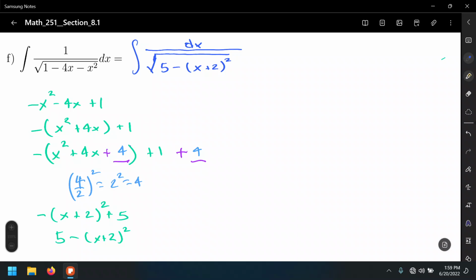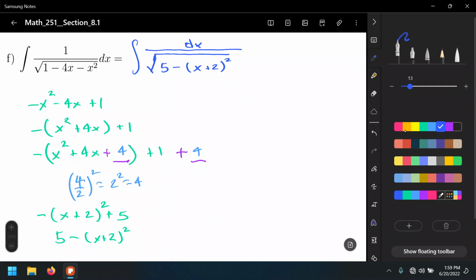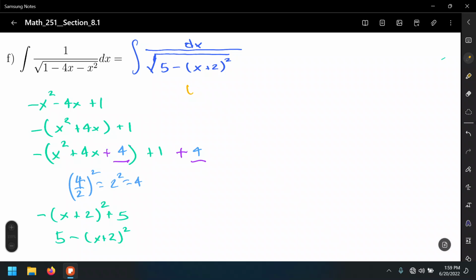Okay, so number one, let's set up the u du part. So in this case, u equals x plus 2, du is simply dx, which is great. And in this case, a is the quantity whose square is the number 5. What's that quantity? Square root of 5. Great.